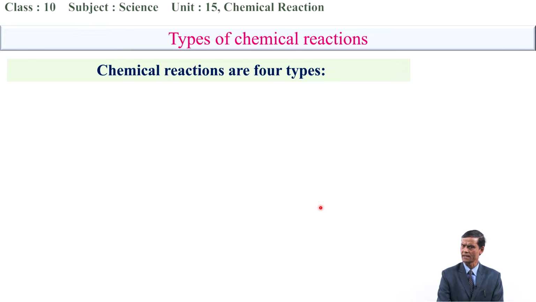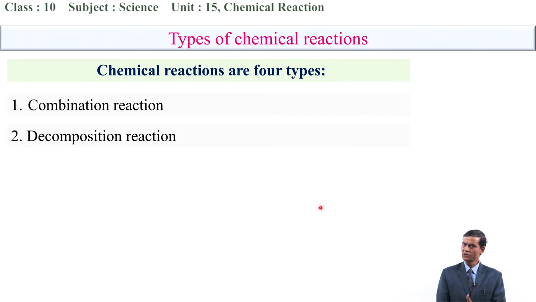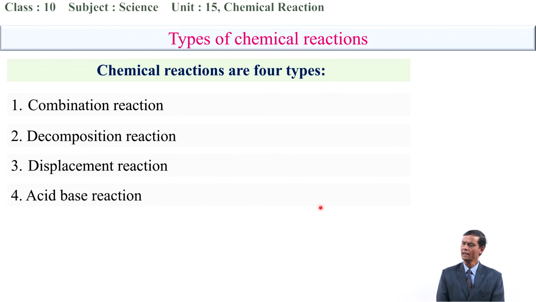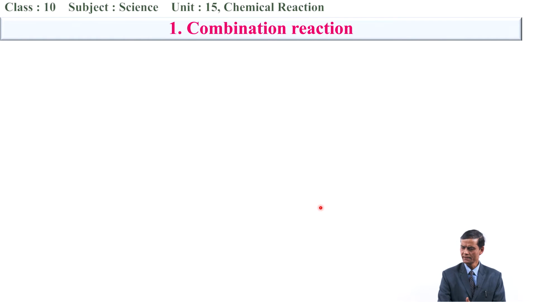Mainly chemical reactions are 4 types. What are they? Combination reaction, decomposition reaction, displacement reaction, and finally acid-base reaction. What are these reactions about, isn't it? We are going to discuss thoroughly what a combination reaction is. Do you know? Let's think properly.